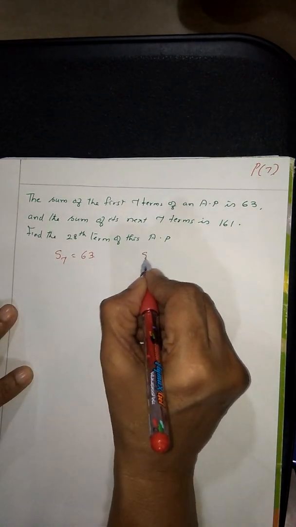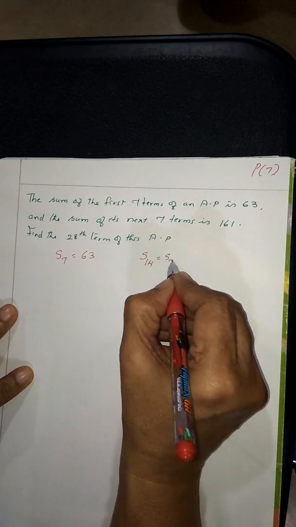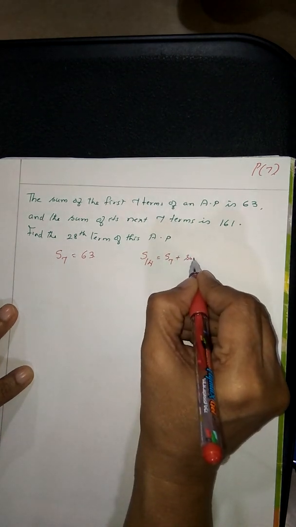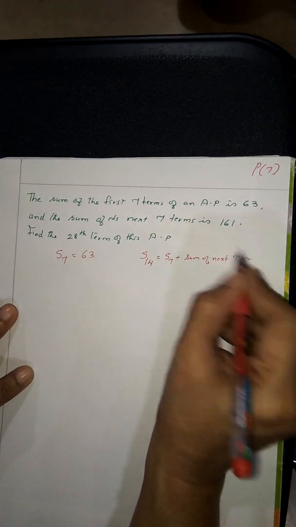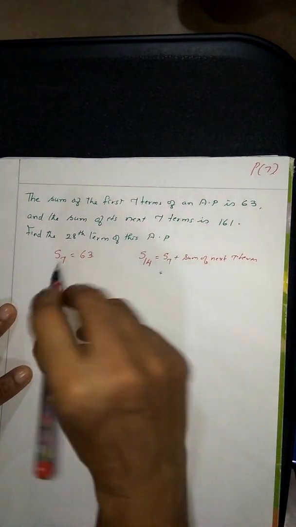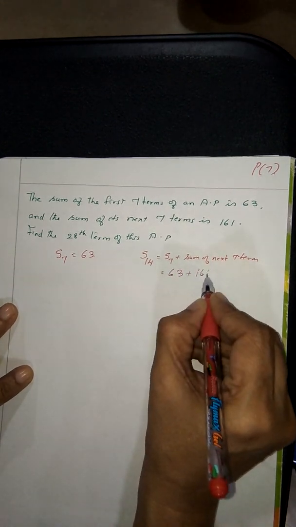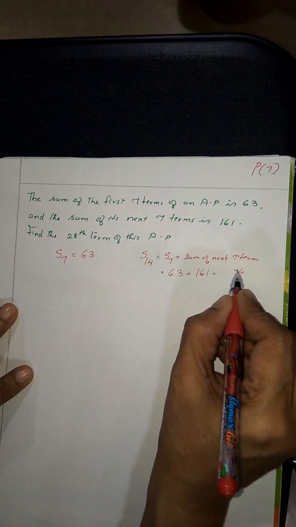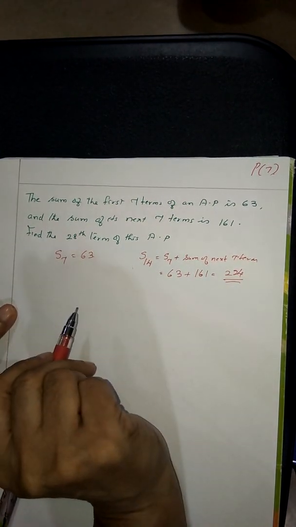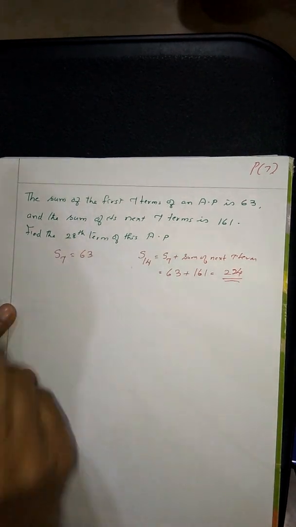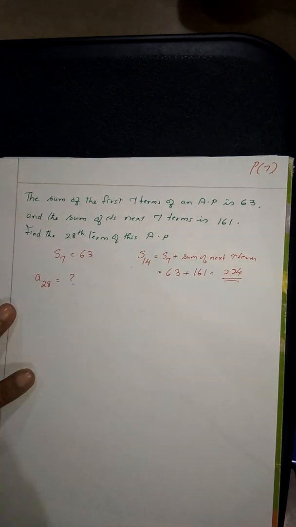So the sum of 14 terms will be the sum of these 7 terms plus the sum of the next 7 terms, that is 161. So this is equal to S7, 63, plus 161, 224. So S14 is 224, S7 is 63. You have to find the 28th term of the AP. You have to find A28.